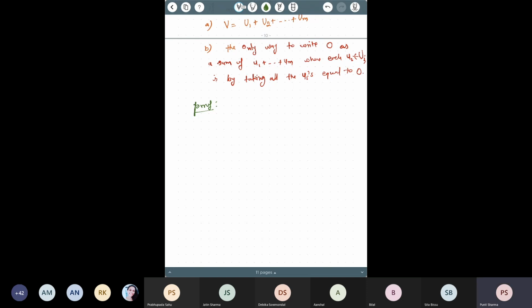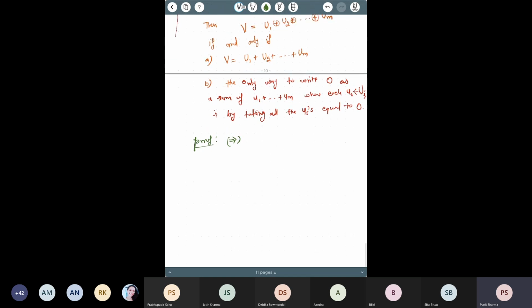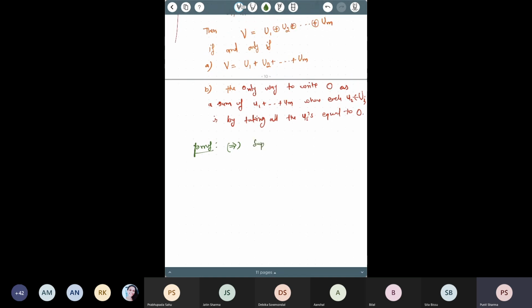So first prove the if direction. Suppose that V is the direct sum of these subspaces. Now we have to prove these two conditions. The first condition is very straightforward, right? By definition.